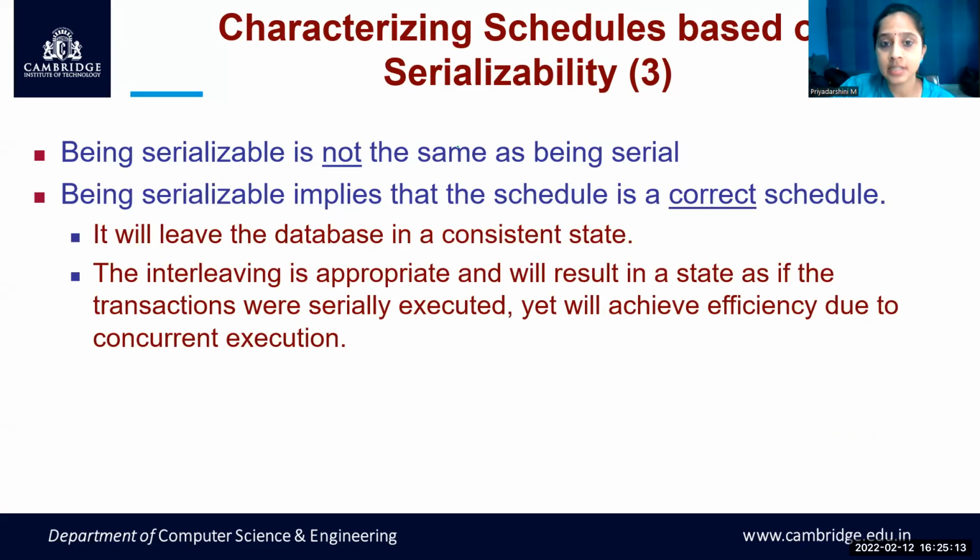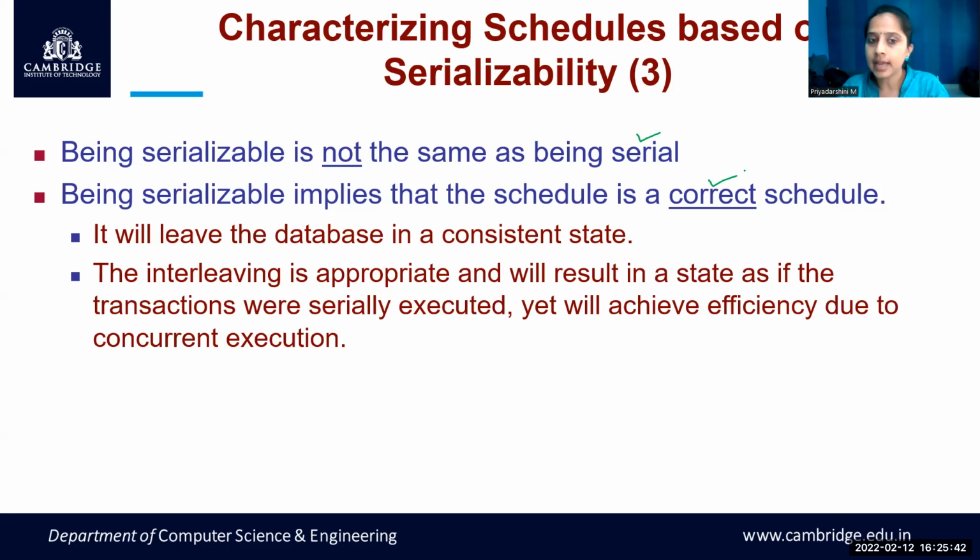Being serializable is not the same as being serial. Both are not the same. Serializable is different, serial is different. Being serializable implies that the schedule is a correct schedule. So what do you mean by that? The definition of serializable is that the output of interleaved execution should be equivalent to any one of the serial orders. Because we are comparing to a serial order, it doesn't mean that serializable is serial.